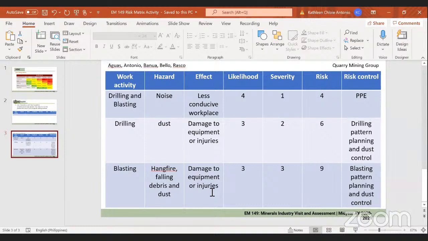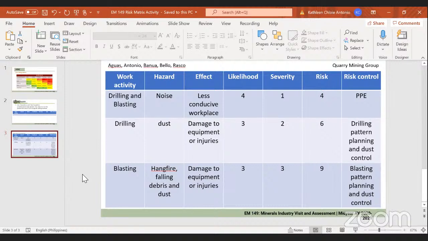Okay, sige. Thank you very much sa Quarry Group. Ayan. So if you will notice, you could also see this in the output of the previous groups. But of course, in each work activity, there's always an opportunity to enumerate multiple hazards, diba? So for example sa drilling or sa blasting, you could separate yung falling debris, you can separate yung hang fire, and then yung possible dust that is produced. Okay? Pero tama naman yung mga minention nila, particular dito sa risk control.